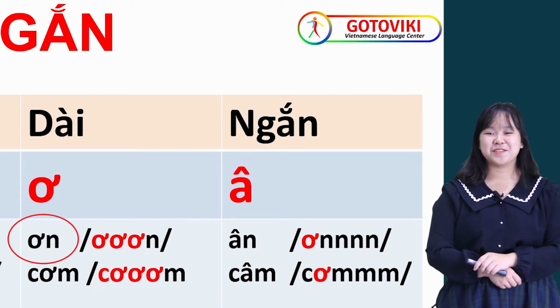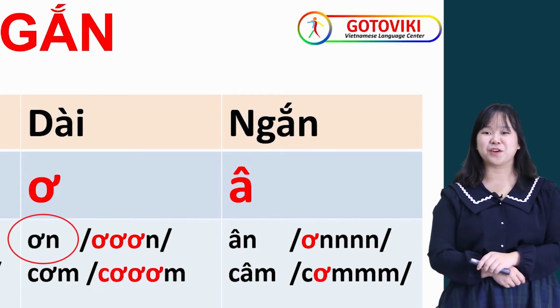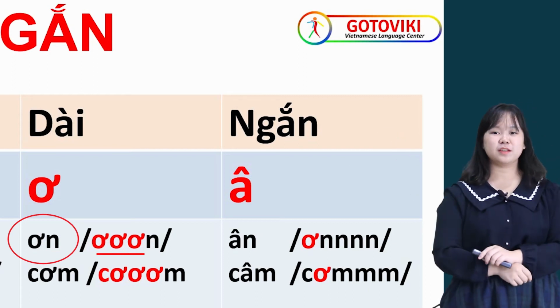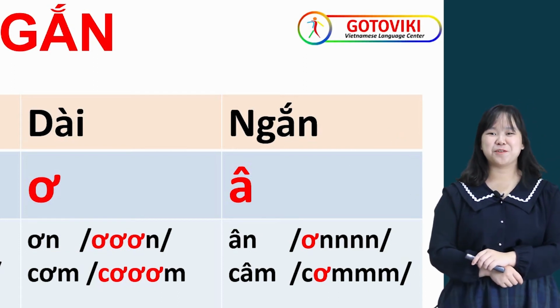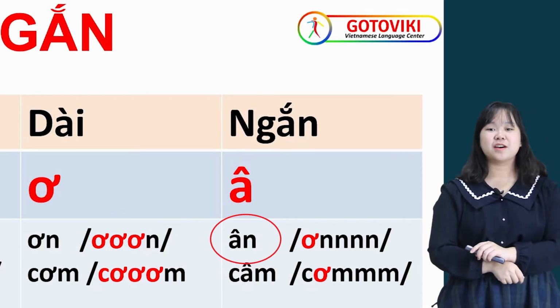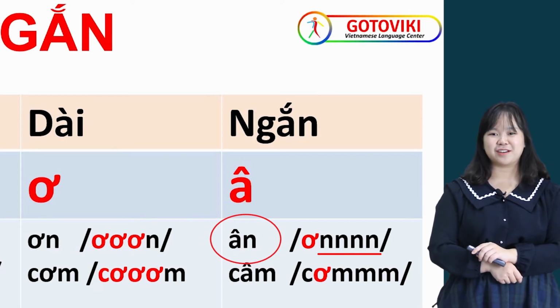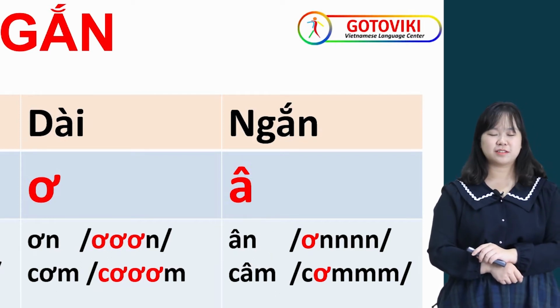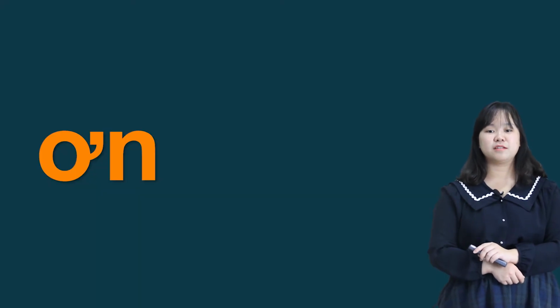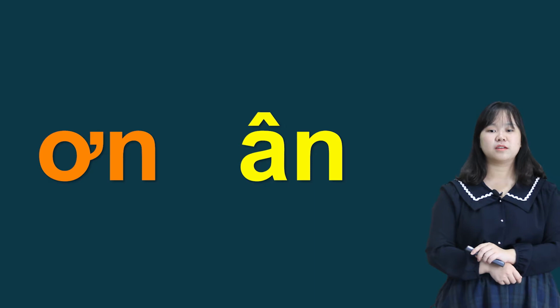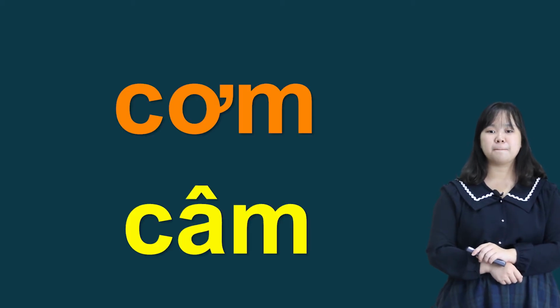For example, we have the word ơn. With this word, the sound ơ has to be pronounced long, like the illustration. Ơn. And with the word ân, you see that we have ơ ngắn. So you will get the feeling that the sound n is longer, like ân, ân, ân. Another example, cơm, cơm, cơm.